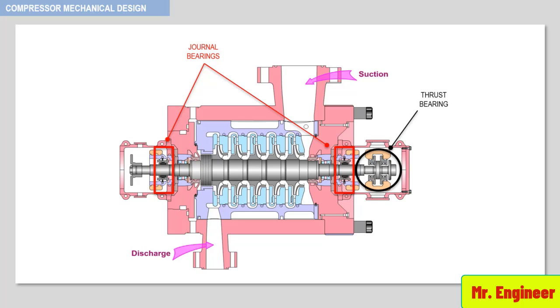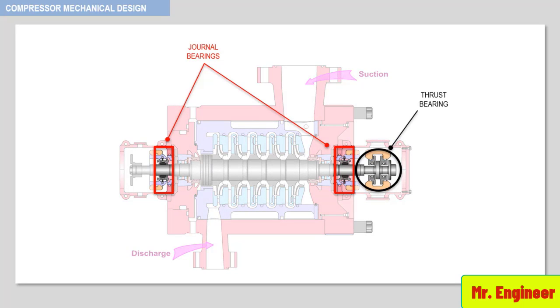Bearings are used to support the compressor shaft with a minimum of friction. Bearings allow the shaft to rotate about its axis while restricting axial and radial motions of the shaft.